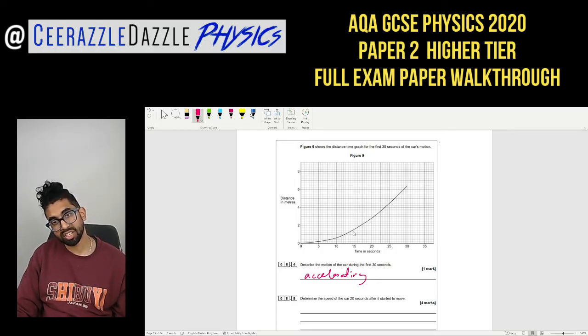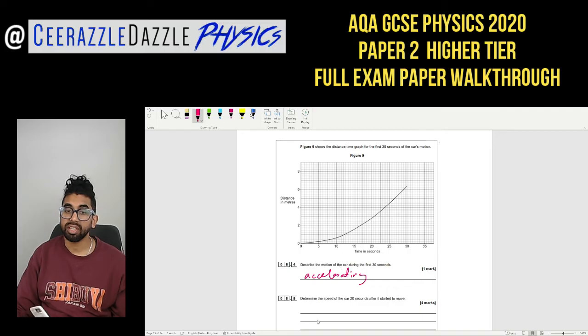You can see that the gradient's getting higher and higher, so therefore the speed is increasing more and more. Therefore, if you have a change in speed, it's going to be accelerating. 6.5. Determine the speed of the car at 20 seconds after it started to move.